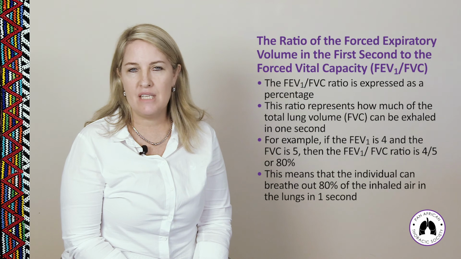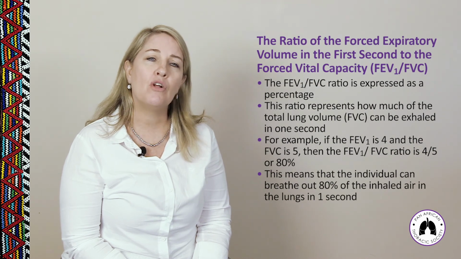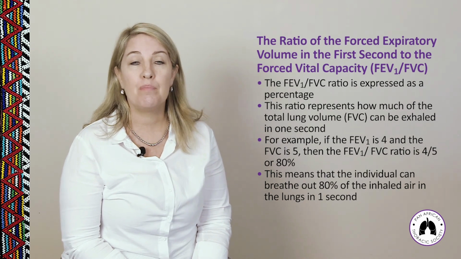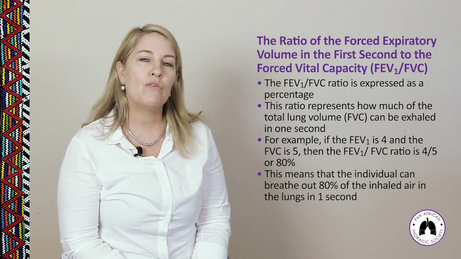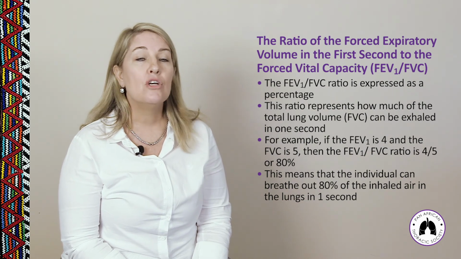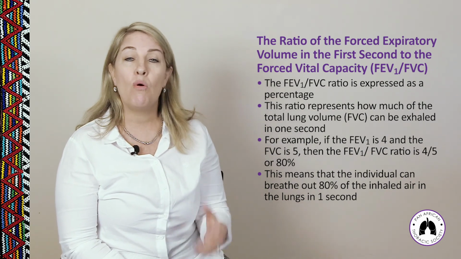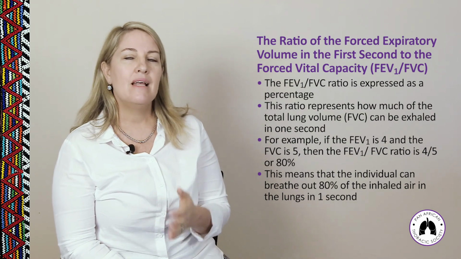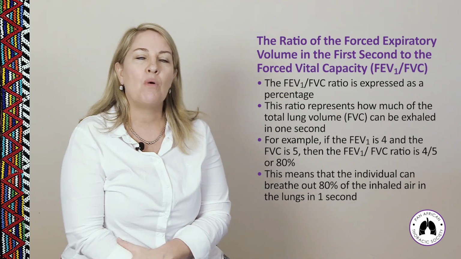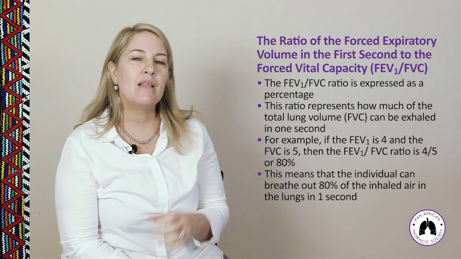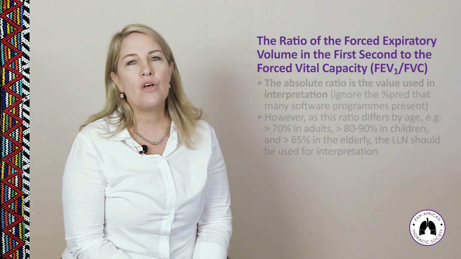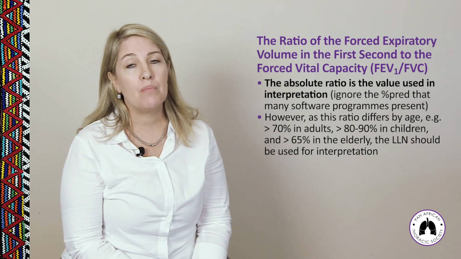The FEV1/FVC ratio is the ratio of the forced expiratory volume in the first second to the forced vital capacity. This ratio is expressed as an absolute percentage and represents how much of the total lung volume, that's the FVC, can be exhaled in the first second. For example, if the FEV1 was 4 liters and the FVC was 5 liters, then the FEV1 to FVC ratio would be 4/5 or 80%. What this means is that the individual can breathe out 80% of the inhaled air in the lungs in 1 second. So the absolute ratio is the value used in interpretation.